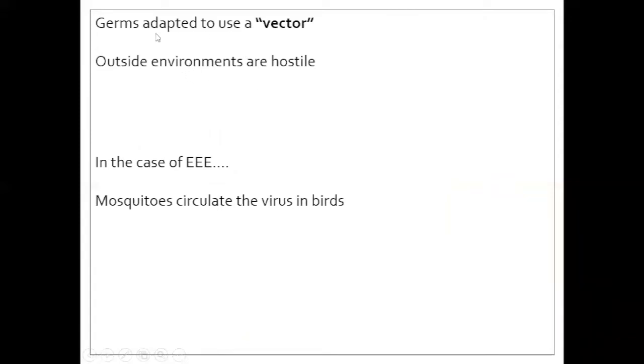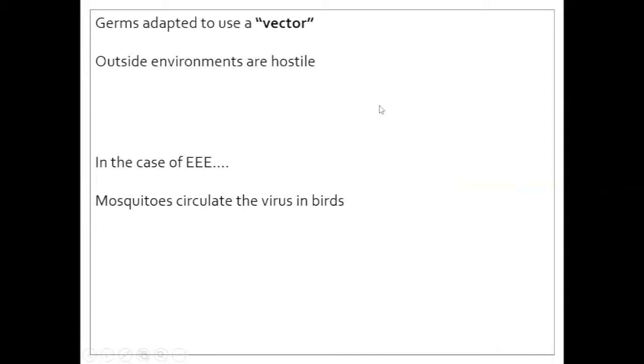So these germs adapted to use what we call a vector. And a vector is just an animal that will pass on one disease from one animal to the next. And germs really like to use vectors because the outside environments can be very hostile.